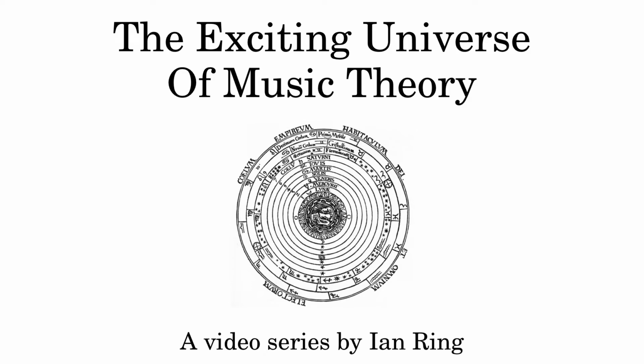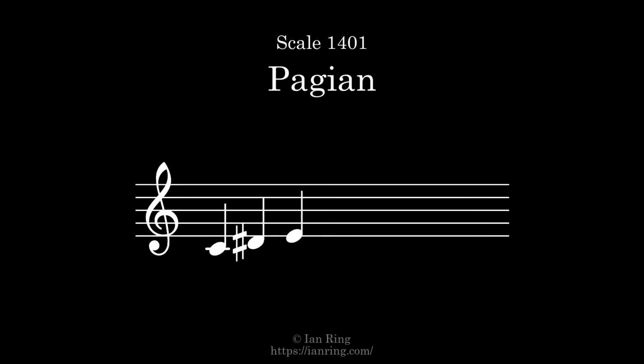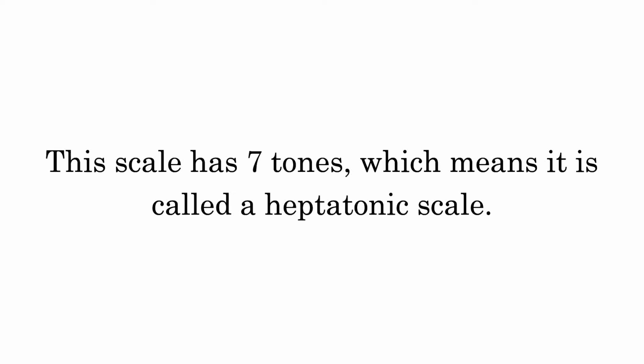Then let's begin. Today we will talk about scale 1401, Pagian, which sounds like this. This scale has 7 tones, which means it is called a heptatonic scale.